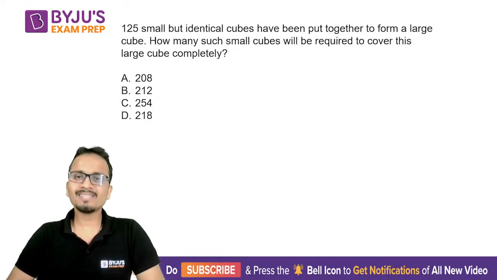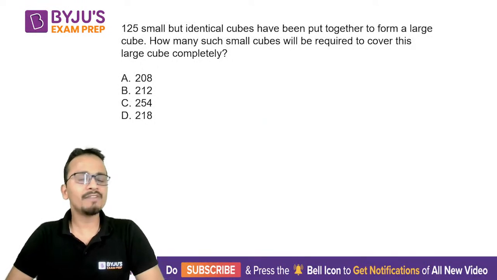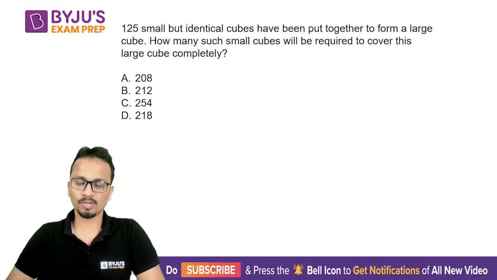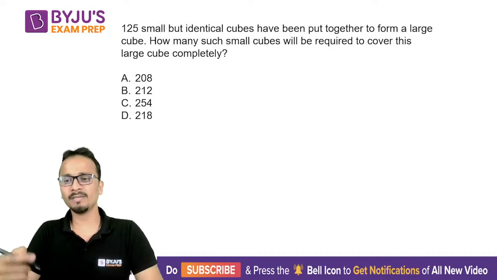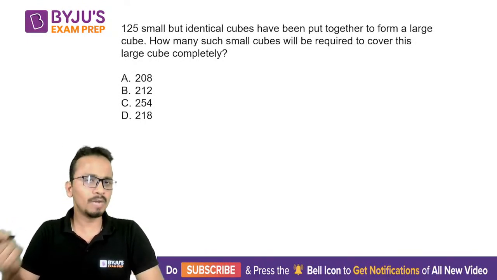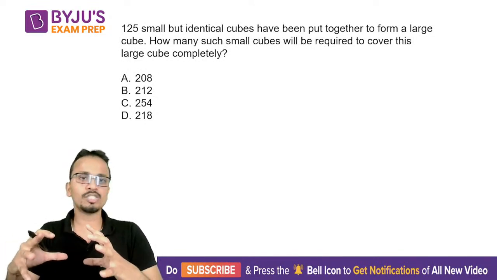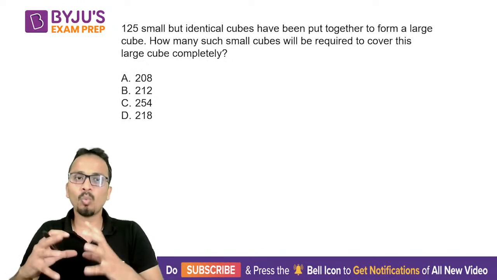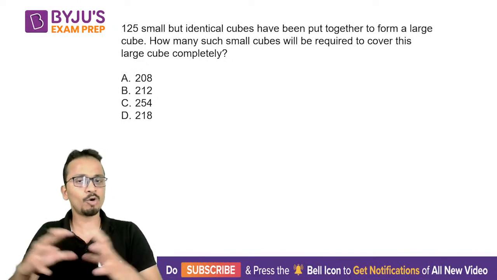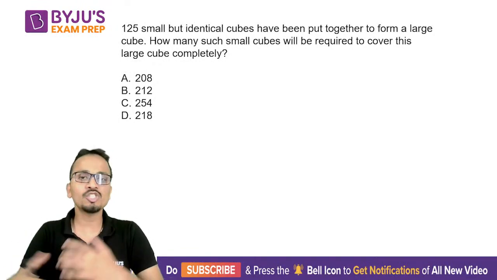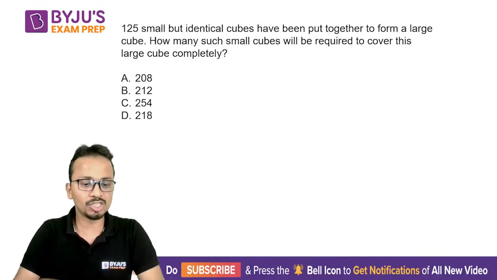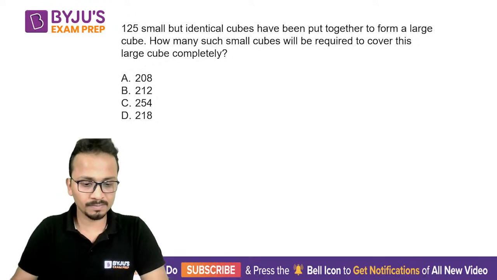Now, to do well in such questions, you must identify the perfect cubes. Numerically, I'm not saying geometrical figure cube; I'm talking about numerical figure cubes. So 125 is the cube of which number? Now, if I want to cover up this bigger cube, which is formed by arranging 125 small and identical cubes, if I want to cover this entire cube, then how many small cubes of the same dimension will be required to do that?